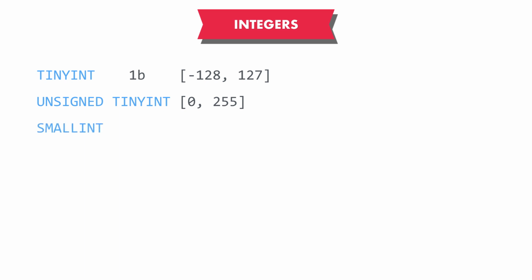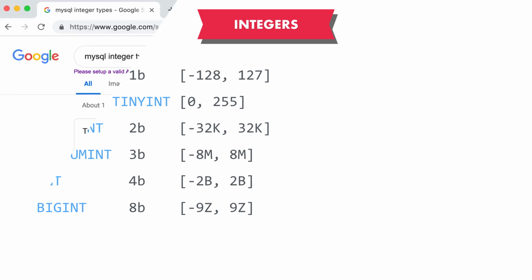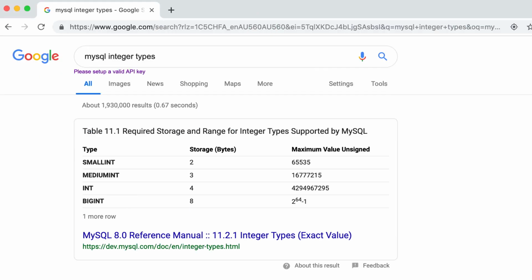Next, we have smallInt, which takes 2 bytes and gives us a bigger range. We also have mediumInt, which takes 3 bytes, int or integer, which takes 4 bytes, and bigInt, which takes 8 bytes. Now, don't worry about memorizing any of these ranges. You can always Google MySQL integer types, and you will see this table that clearly shows the number of bytes for each type, as well as the range of values they can store.